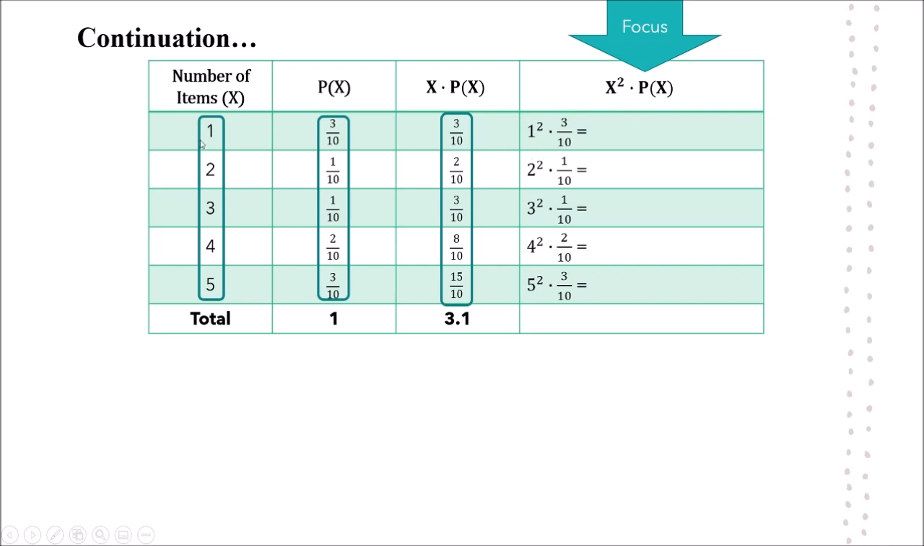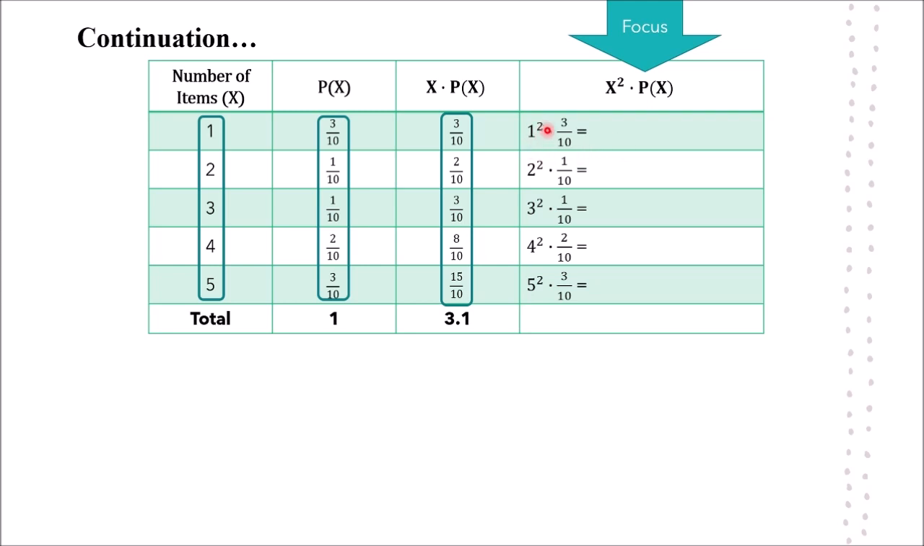So your x here is the number of items. In the first row, we have 1. From the formula here, we need to get the square of 1, and then multiply it by the probability. The columns involved in this process are the column for the number of items and the column for the probability distribution. Let's just disregard the column for the mean.